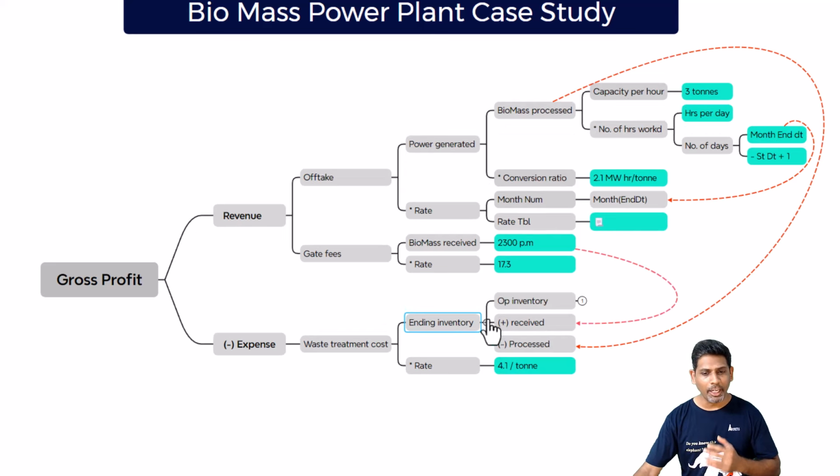And the ending inventory, how do we get it? That's going to be taken as opening inventory plus whatever biomass that has been received. And this detail will come from the biomass receipt, which we would have already modeled for gate fees. So that's 2,300 tons per month. From there, we're going to reduce the quantity processed. So opening inventory plus quantity received minus the quantity processed is going to give us the ending inventory, multiplied by the rate will give us our waste treatment cost. So from revenue, when we reduce the waste treatment cost, we get the gross profit.